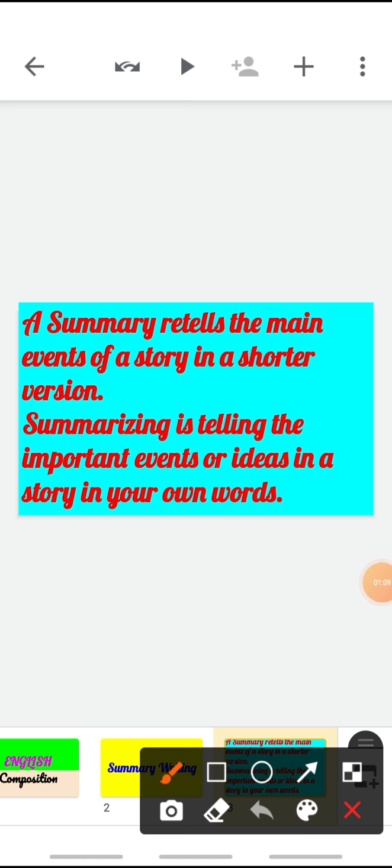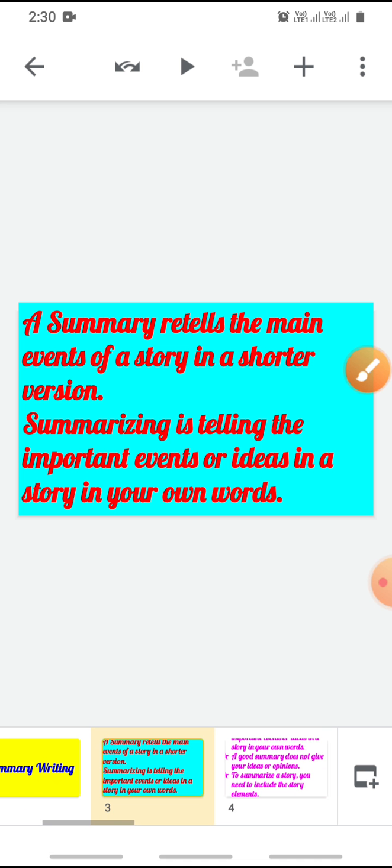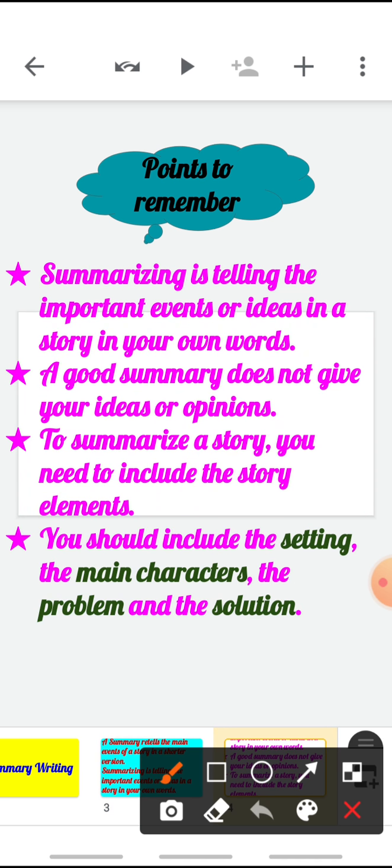Summarizing is telling the important events or ideas in a story in your own words. That means when you summarize any story, text, paragraph or document, you only write down the main events, important events or ideas in your own words. Okay, now what points do you have to remember while writing a summary?